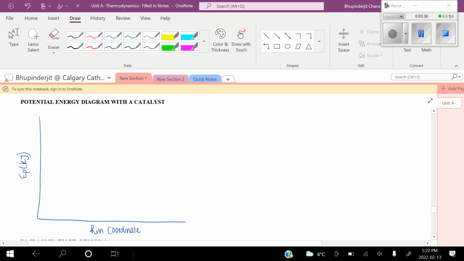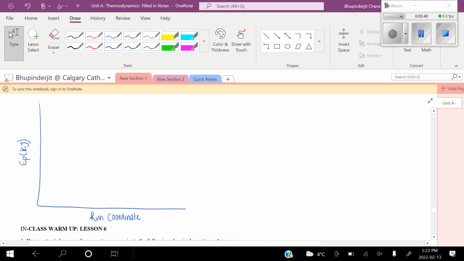So what we're going to do next, the first line, it may be low or high, this is going to be our reactants. And then we have this little hump of energy. This is called our activation energy. That's the energy that you need for the reaction to happen. If that certain amount of energy is not reached, the reaction will not happen. And then we have our products down here.